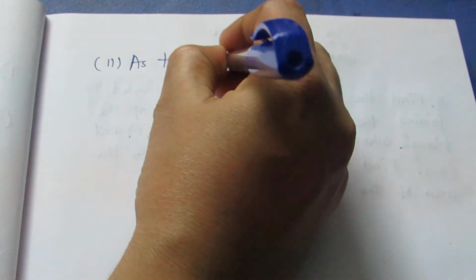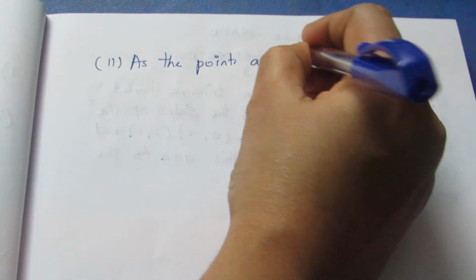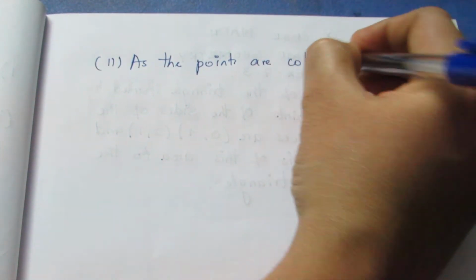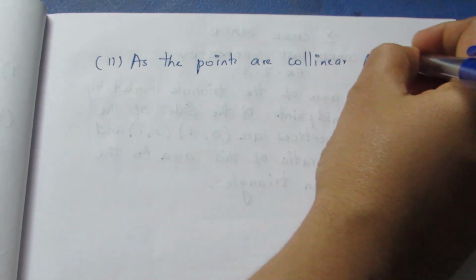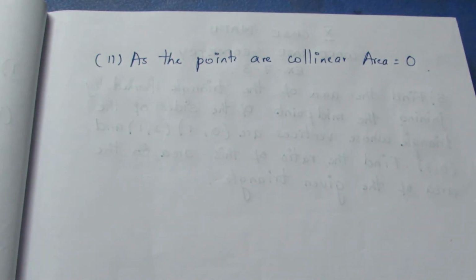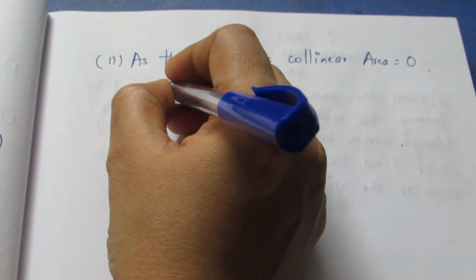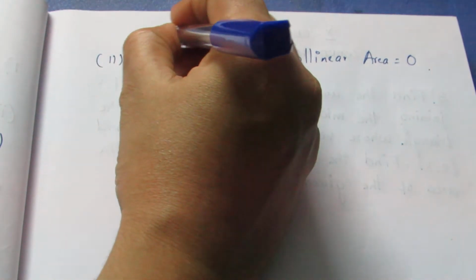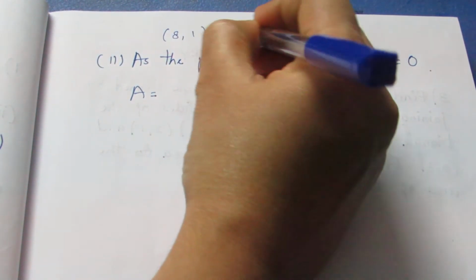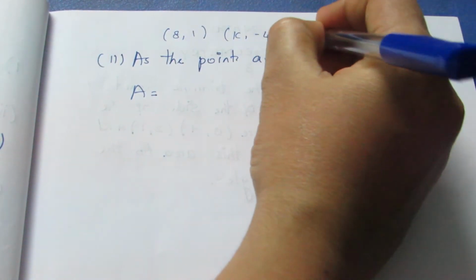As the points are collinear, area will be equal to 0. That is, the area of a triangle will be equal to 0 because there are 3 points, so we can take it to be a triangle. Now area is equal to, I'll write the points first, (8, 1), (k, minus 4), (2, minus 5).